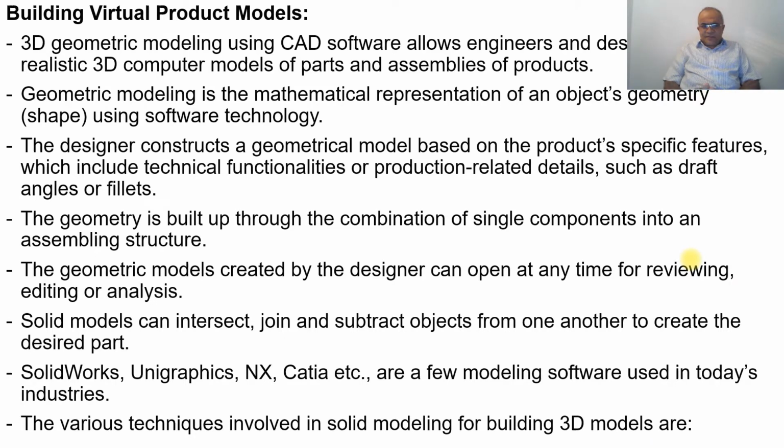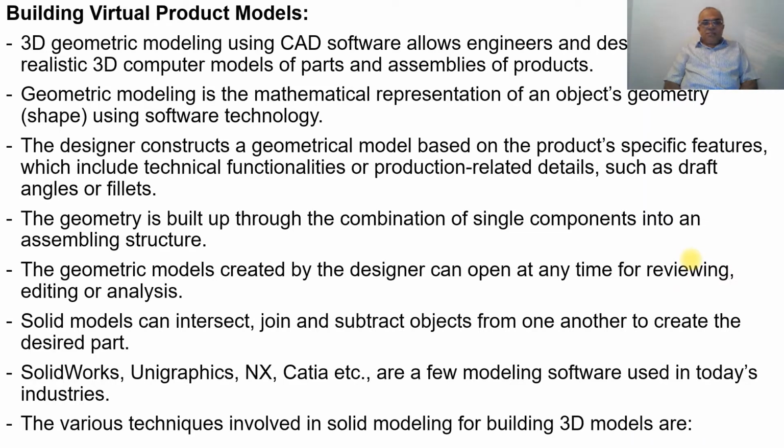Draft angles are given for easy ejection when you are making the part in manufacturing. And also the fillets, basically to reduce the stress concentration factor that will occur when an edge is sharp. There is always a possibility that there will be a crack. So in order to avoid that, these are the technical details that are considered when we go for designing, and when we do geometrical modeling, we create all these things.